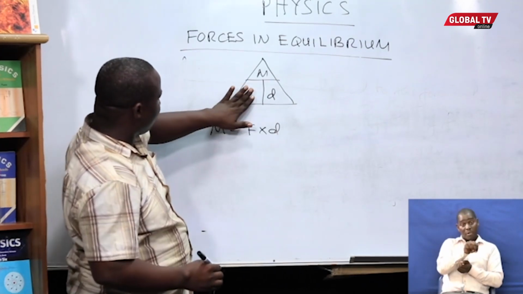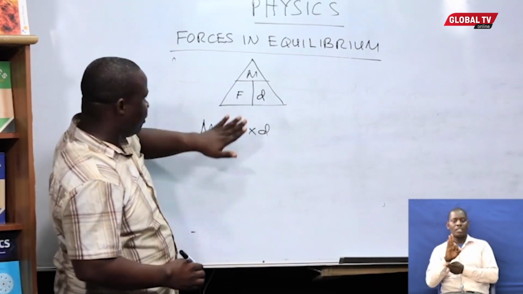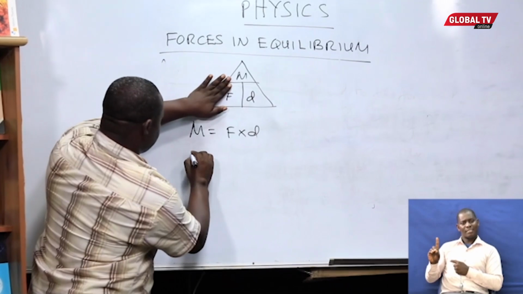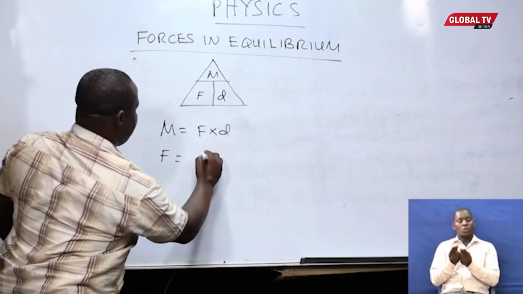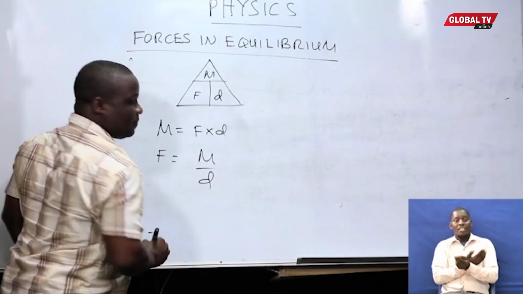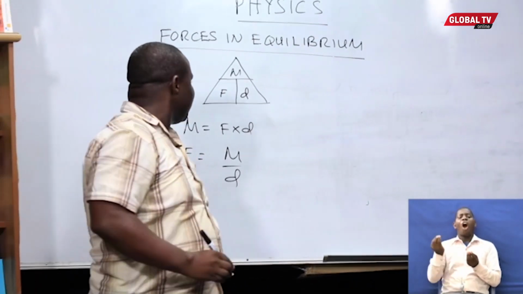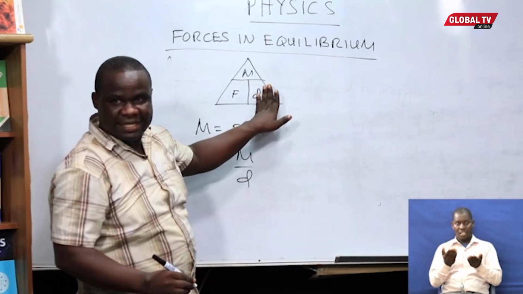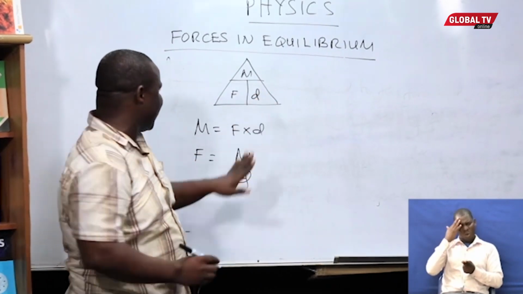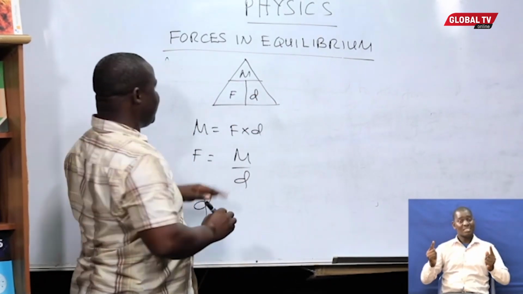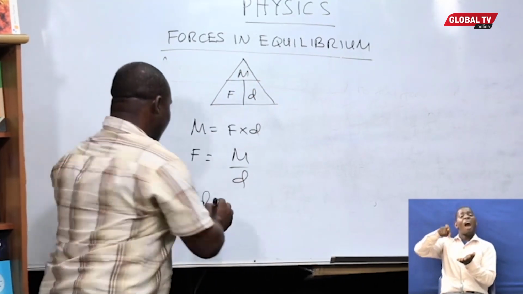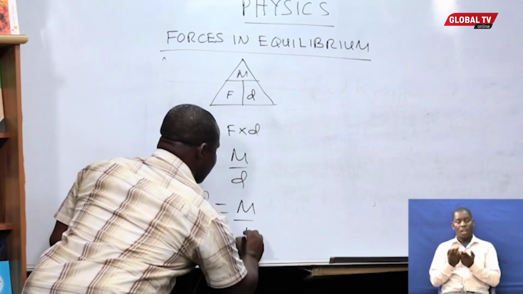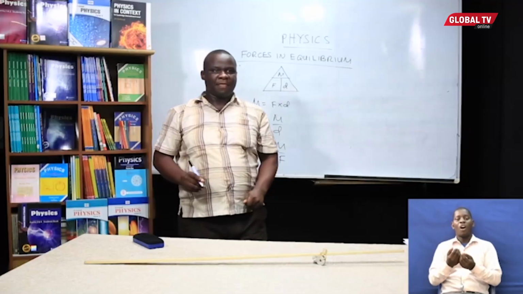But if you want to obtain the force, you can hide it here, and force equals moment over distance. Someone might also need to know the distance. If you are asked to calculate the distance, you hide it here, and you get that distance equals moment over force.